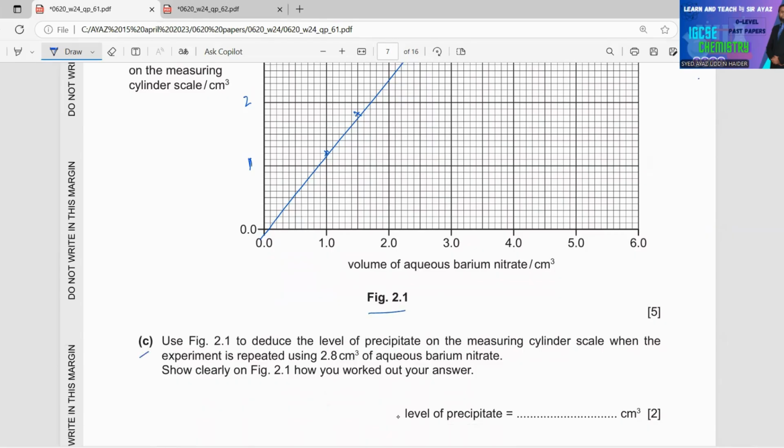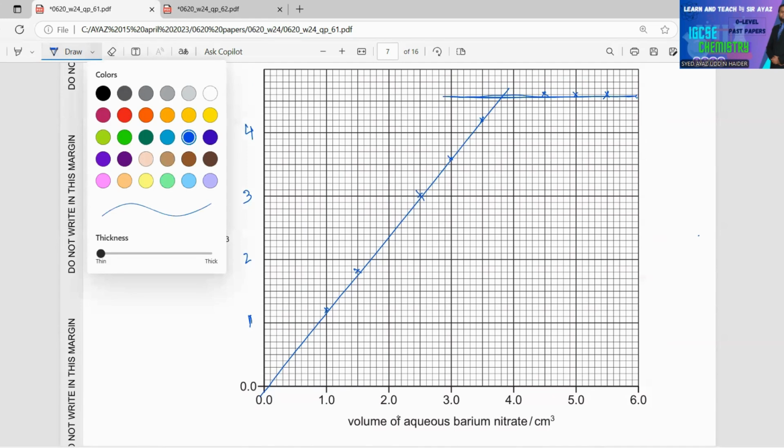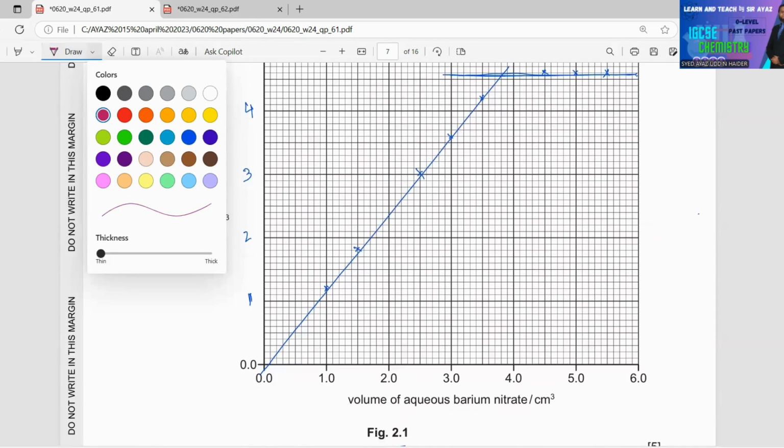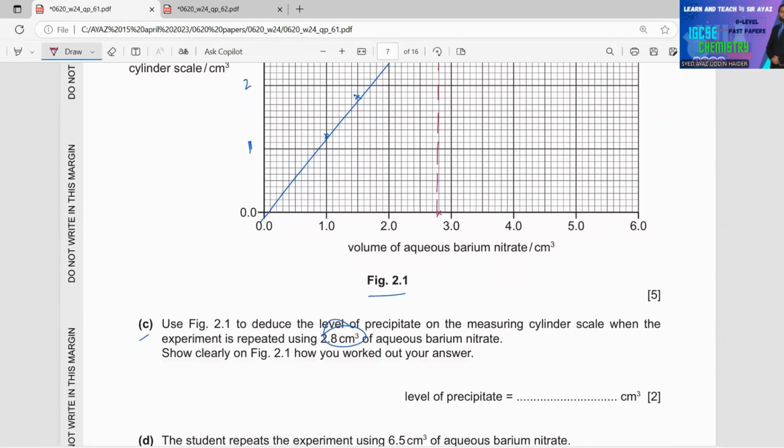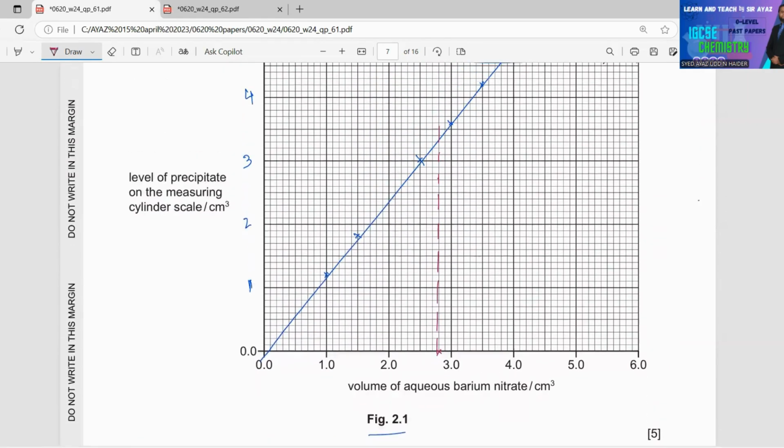Use figure 2.1 to determine the level of precipitate on the measuring cylinder scale when the experiment is repeated using 2.8 centimeter cube of aqueous barium nitrate. Show clearly on figure 2.1 how you worked out your answer. So 2.8 centimeter cube of aqueous barium nitrate. 2.8 must be here. This is 2.8.